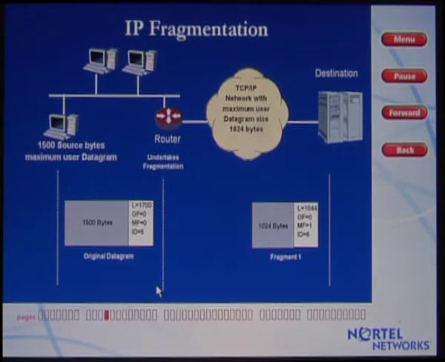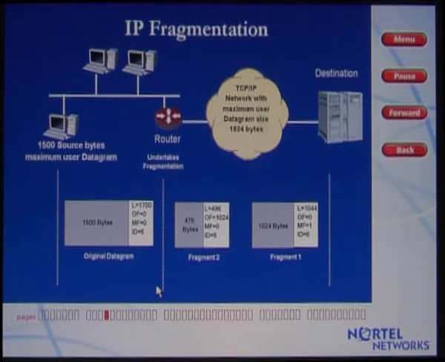The first fragment contains 1024 bytes of user traffic and a 20-byte header. Hence, the total length field is set to 1044. The offset is set to 0, indicating it is the first fragment. The more fragments bit is set to 1 to indicate that more fragments are still to come.